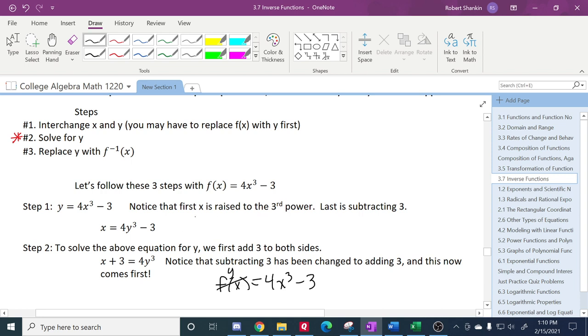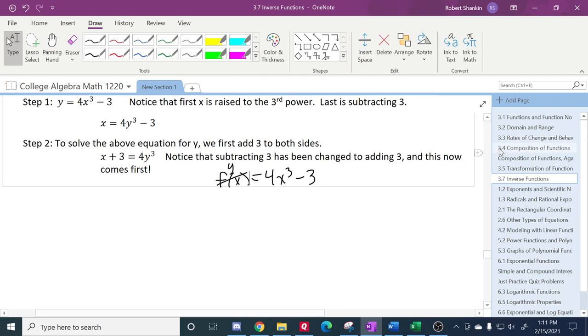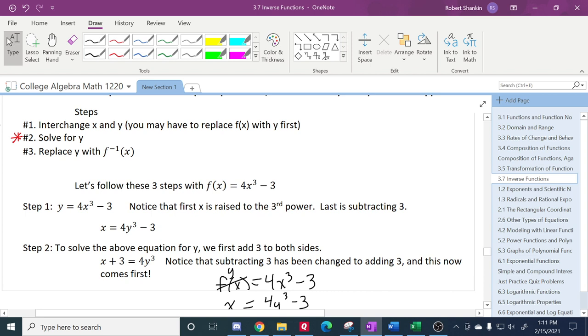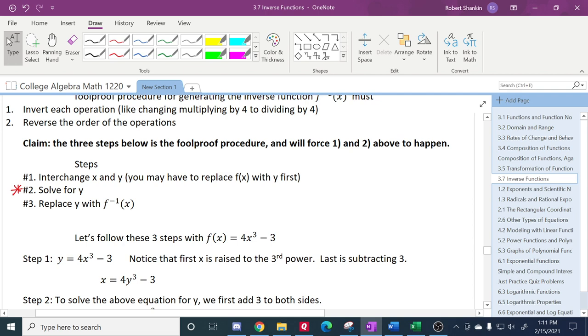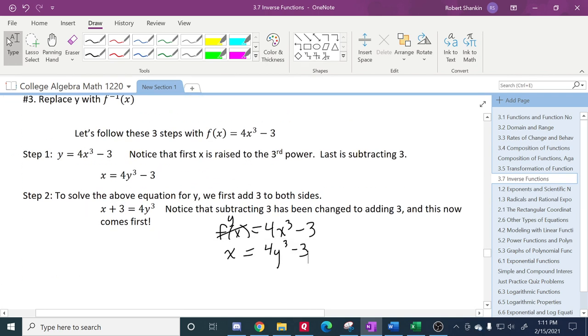And now interchange x and y. Interchange means every time you see a y, write down an x. Every time you see an x, write down a y. If there were multiple x's over here, each one of them gets turned into a y. So we interchanged x and y. Now, after we interchange the x and y, the next thing, which is going to do all the work here, is we're going to solve for y.